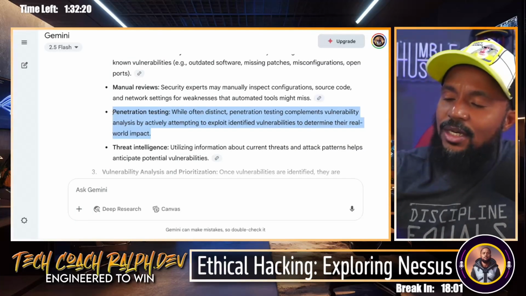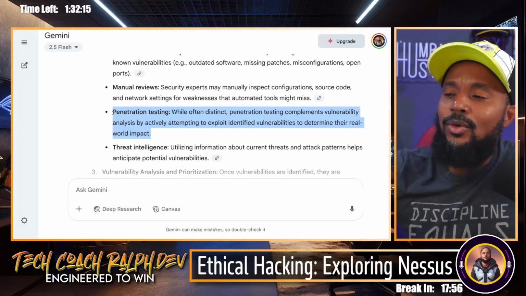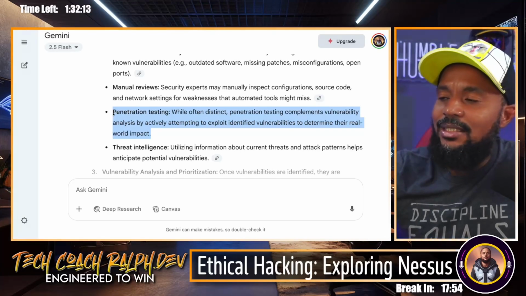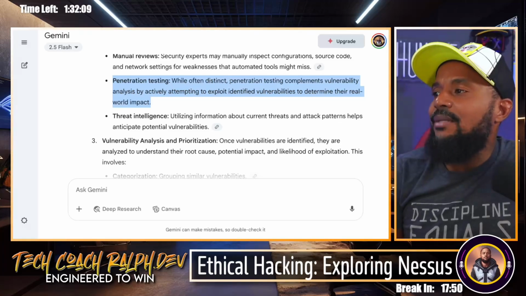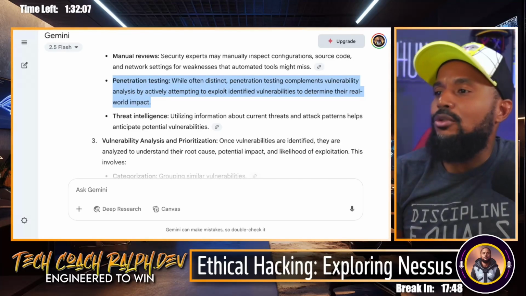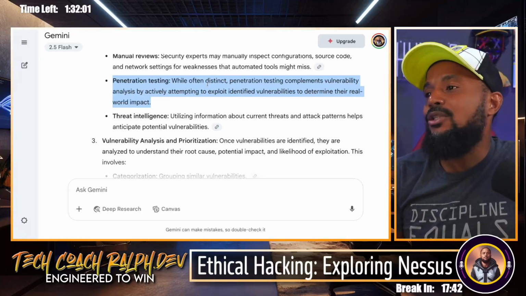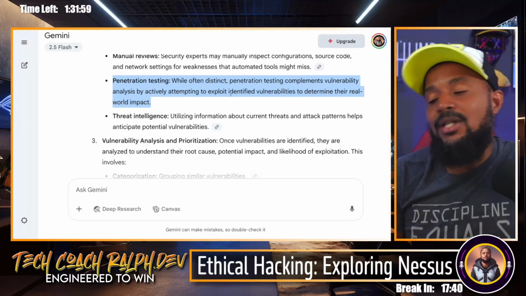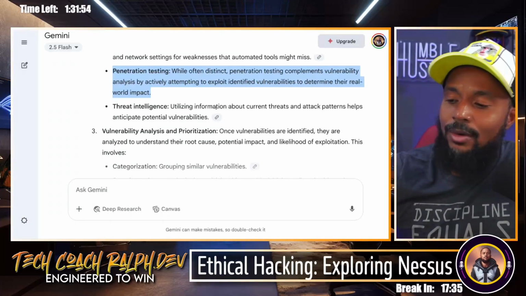What? Somebody told me the other day that vulnerability analysis is not part of ethical hacking and penetration testing. So let's just read that one. While often distinct, penetration testing complements vulnerability analysis by actively attempting to exploit identified vulnerabilities to determine their real-world impact. So it's distinct, but it complements. Okay, that kind of makes sense. Maybe we were both right at the end of the day.